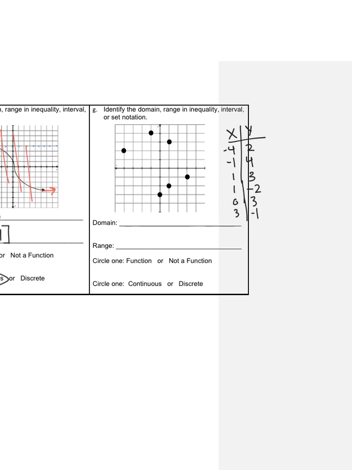Okay, and then in the domain I'm going to use set notation because it is a set of numbers. There, it's a scatter plot. So I'm going to use squiggly brackets and just list off my x values in order from smallest to largest. And I'm not going to repeat any numbers that repeat on the table.